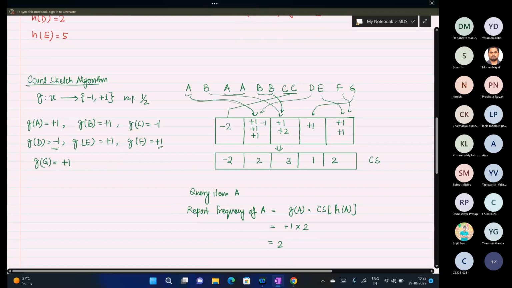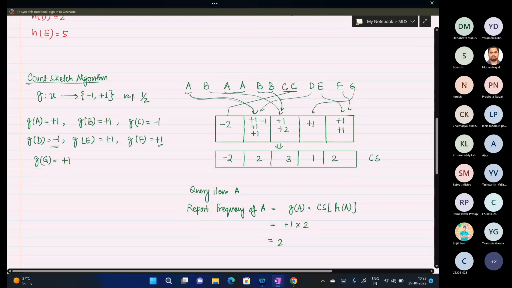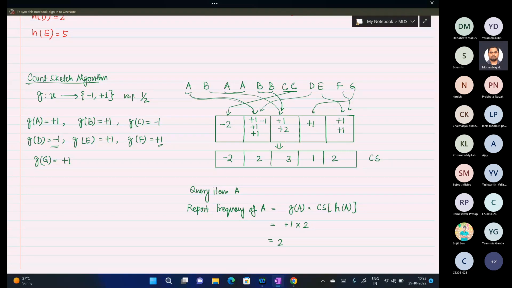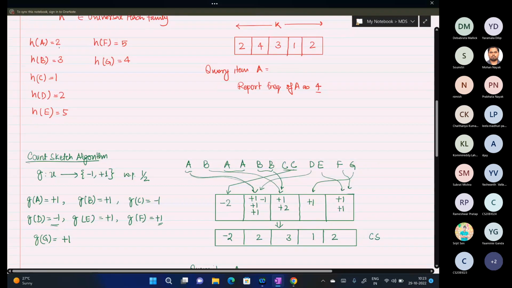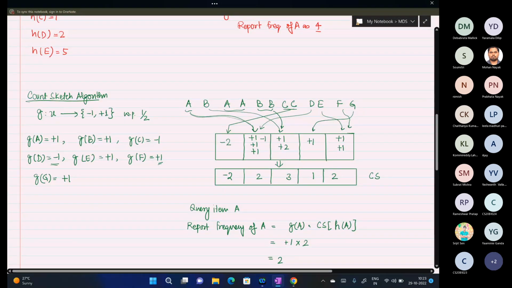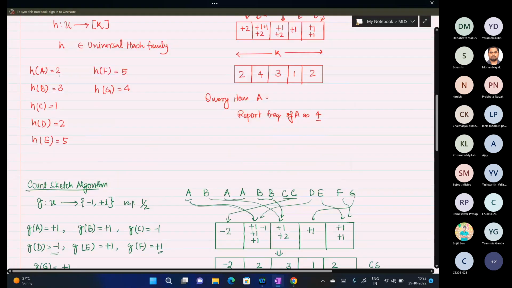Right, I'll just take a pause and let me know if you have any question on the algorithm at least. Yeah, go ahead. Here we are underestimating right now. It will be like A is 3, and we're getting the answer as 2. Yes, the frequency of A is 3. So the actual ground truth is 3, and we are outputting 2, whereas here we were outputting 4.